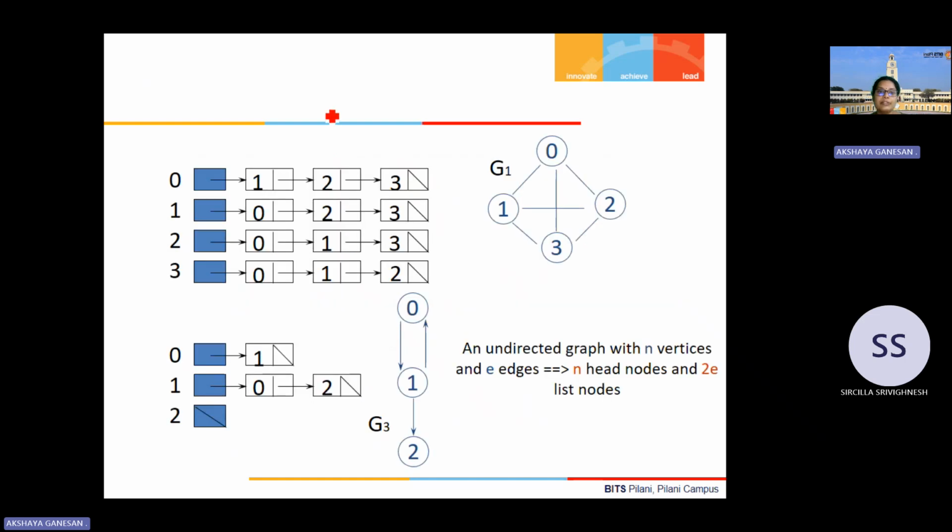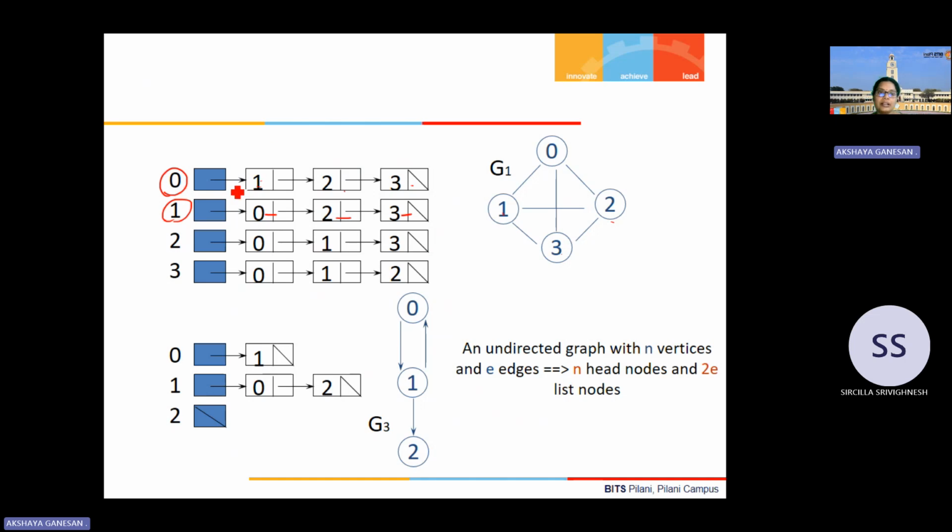In this example, I have node 0. It's connected to nodes 1, 2, and 3, so I have 1, 2, and 3 mentioned here. From node 1, it is connected to 0, 2, and 3. Like that, I maintain a linked list. It is the same for an undirected graph.